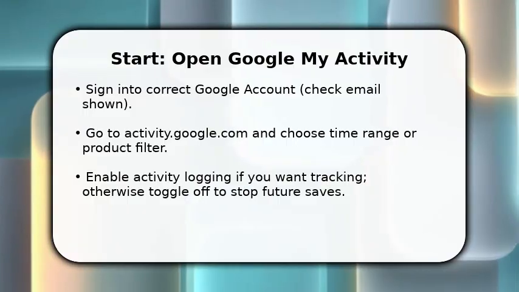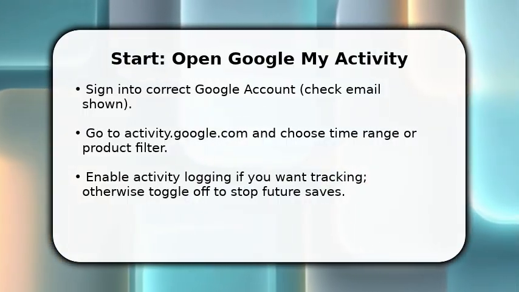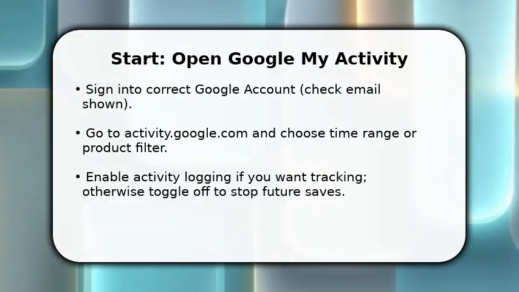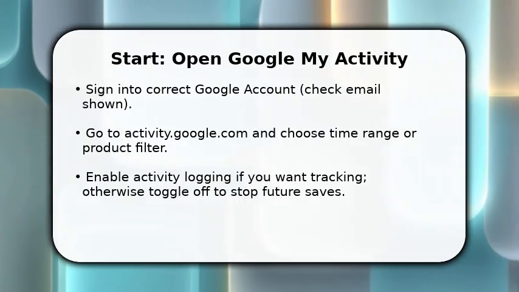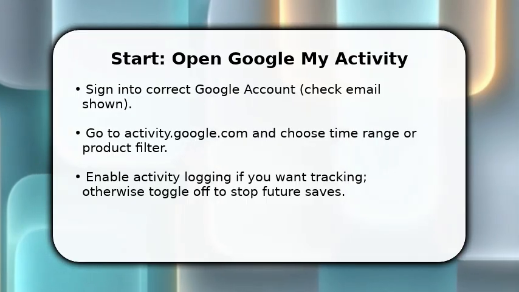You begin by signing into the Google account you want to manage. Once signed in, go straight to Activity.Google.com and pick a time range or specific Google product to inspect. Make sure activity logging is enabled only if you want future records. You can toggle it off to stop tracking.